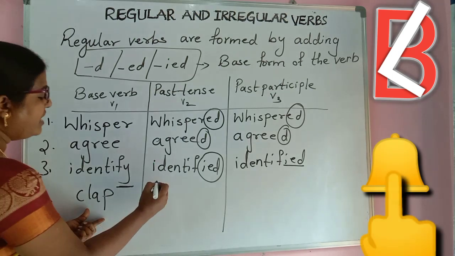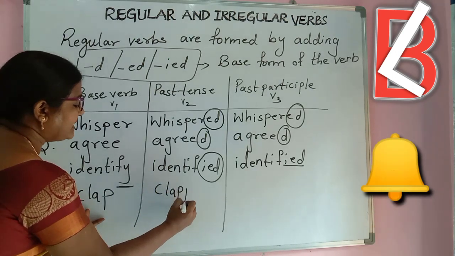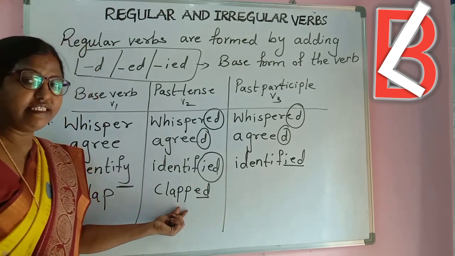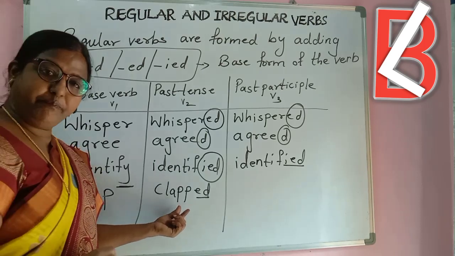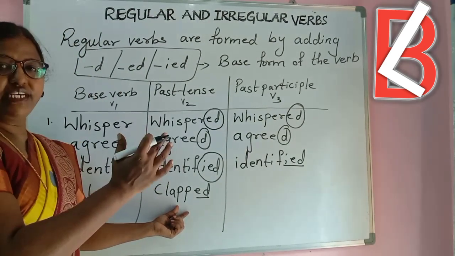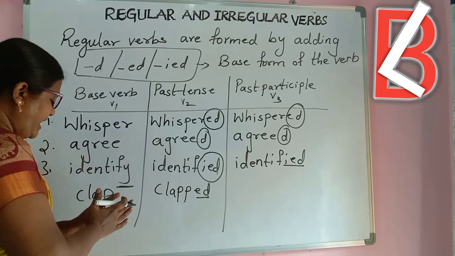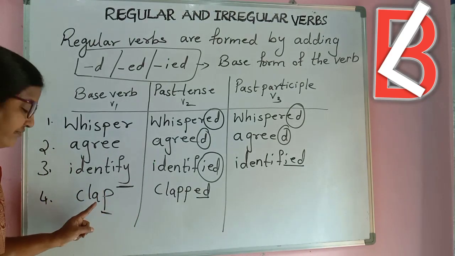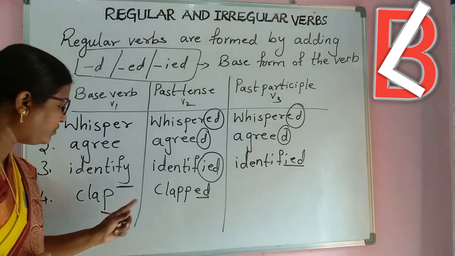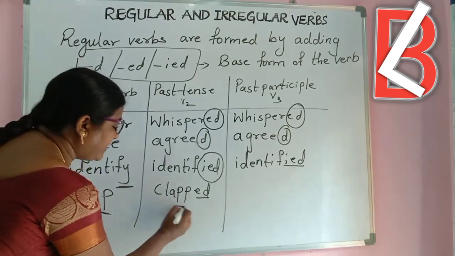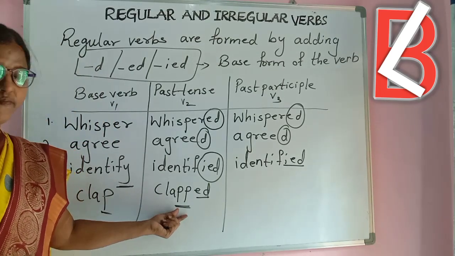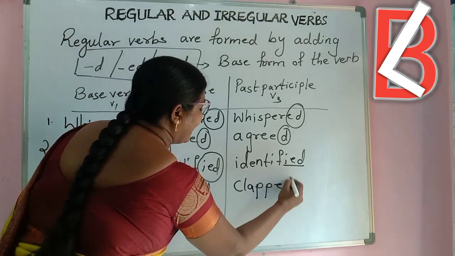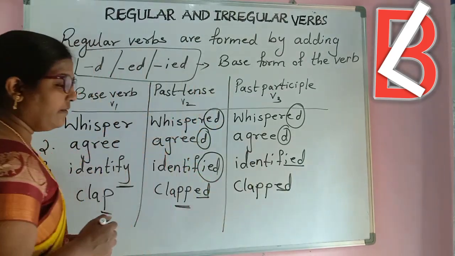Next example is clap. Here its V2 form, past tense, is formed by adding ed, and here we have doubled the p. Why have we doubled the p? When we are adding a suffix to a word, if the word ends with a consonant and there is a vowel before the consonant, we have to double the consonant. That is the reason we have doubled the p here and added ed. And its past participle is also clapped. It is formed by adding ed.